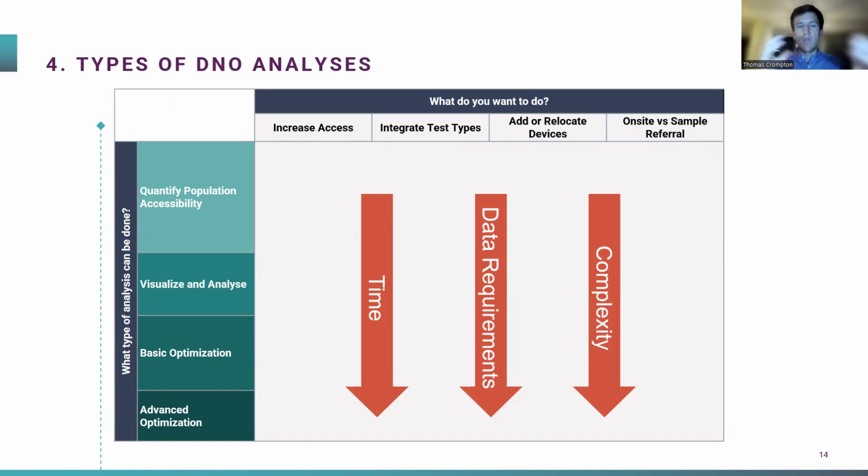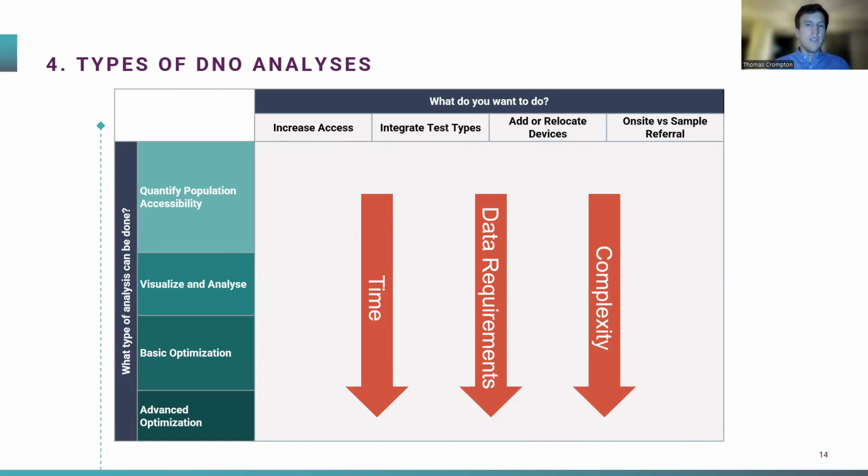So if I want to integrate test types or look at on-site with sample referral, what are the optimal locations for some devices or for my referral pathways? And that also speaks to advanced optimization, and that really starts looking at costs. So remember, we had that trade-off of cost, utilization, and access. And the advanced optimization can look at all three of those.